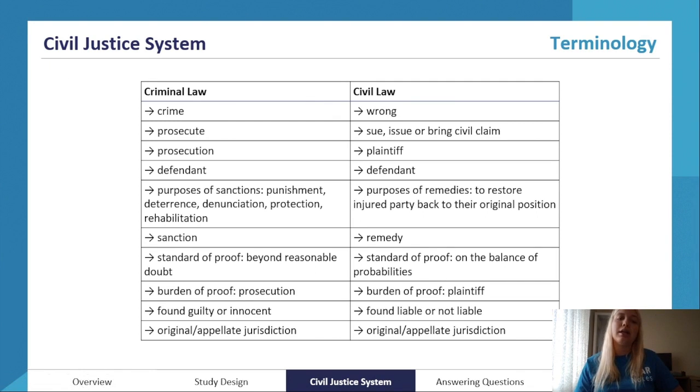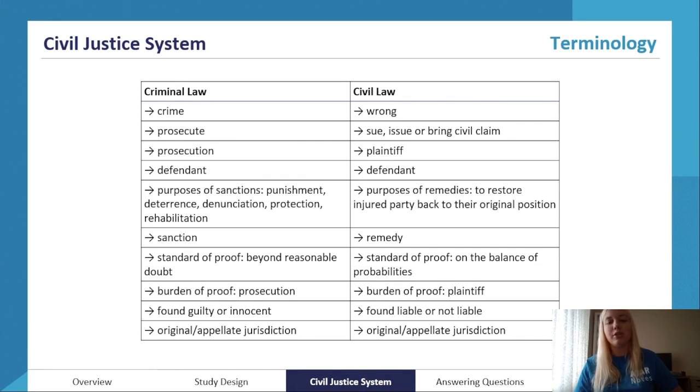In criminal law, we have the prosecution, right? So that's why we also have the term prosecute, because the prosecution brings forward the claim against the accused person. They work on behalf of the state, and they're the ones that are trying to secure a conviction against the accused person. In civil law, it is the plaintiff that initiates a civil claim.